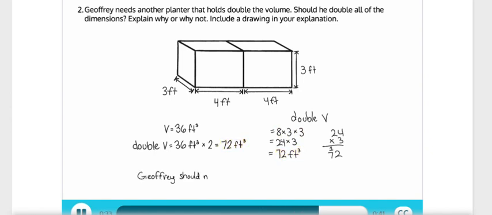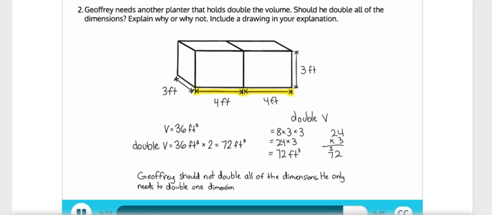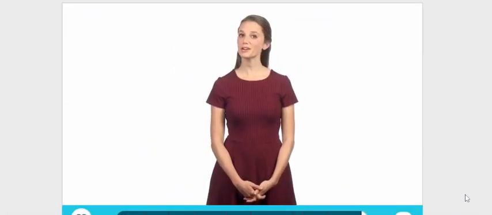Jeffrey should not double all the dimensions. He only needs to double 1 dimension in order to double the volume. Way to work through some tough problems about volume. Now, show what you know in the Tower of Power.